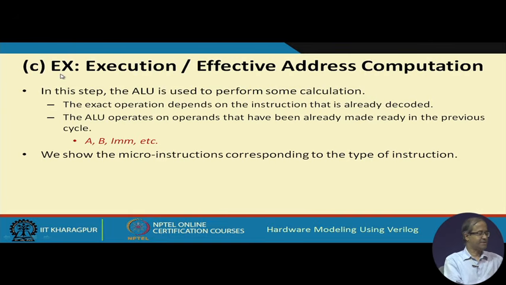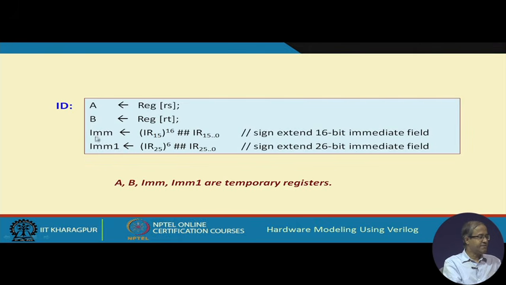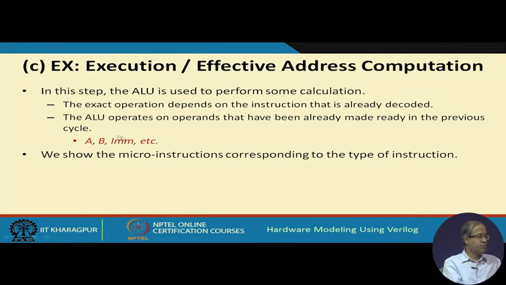Then comes the execution step, EX. Here we either execute the arithmetic and logic operation, whatever is asked for, or we calculate the effective address for load and store instructions. Basically, in this step the ALU is carrying out some operation. Now, the exact operation will of course depend on the instruction, and it will be carried out on numbers which are already generated by the previous stage: A, B, IMM, etc.